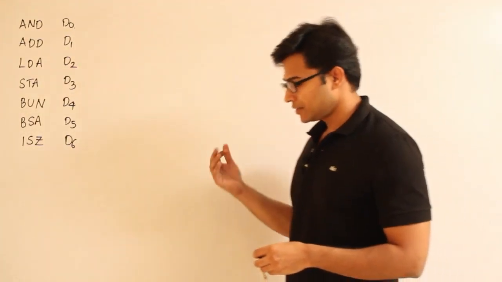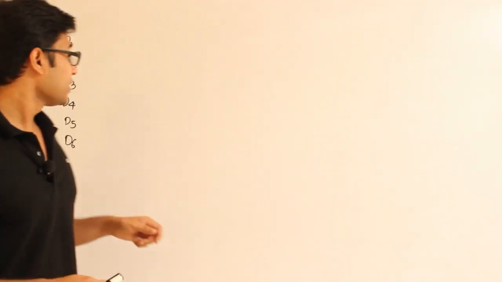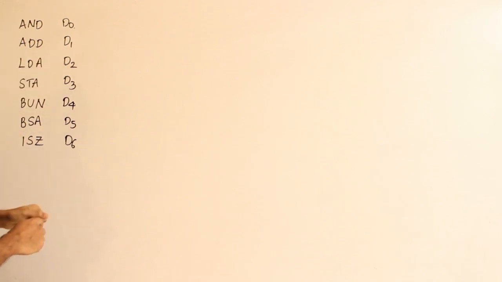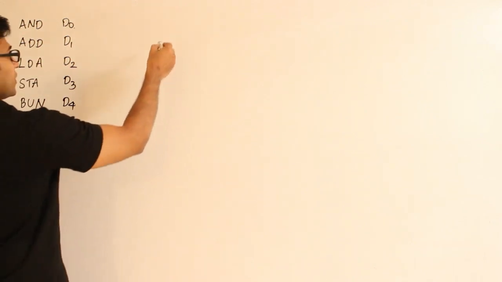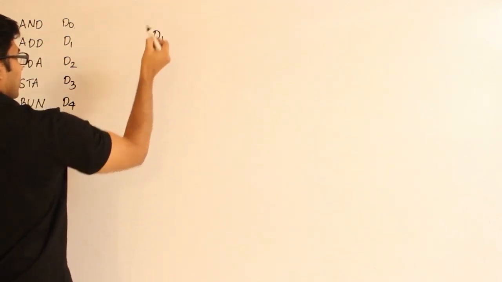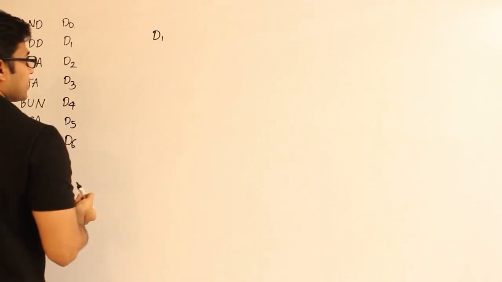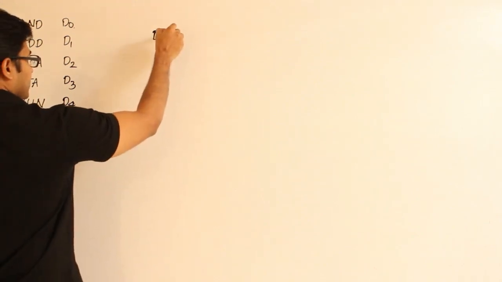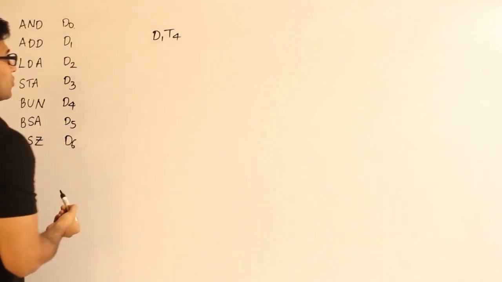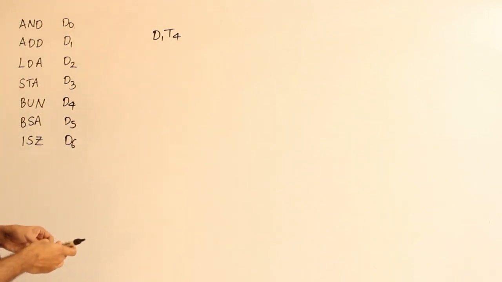Now let's see the remaining instructions. So how do you know that the instruction is add? By looking at the D1. If the output of the decoder is D1 and the timing signal running is T4, then I can know that I have reached the execution phase of the add.